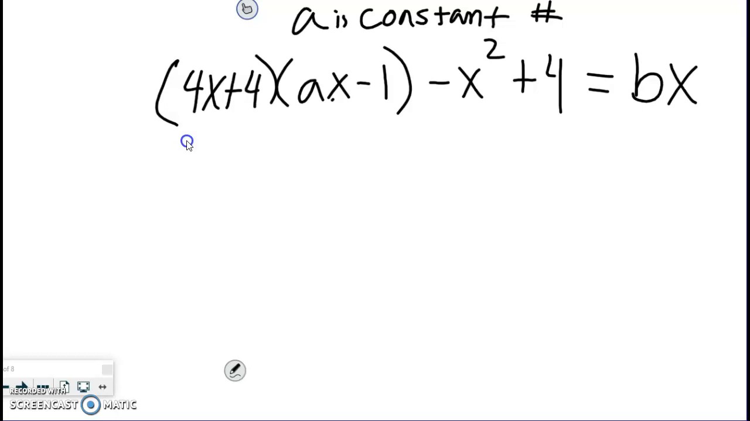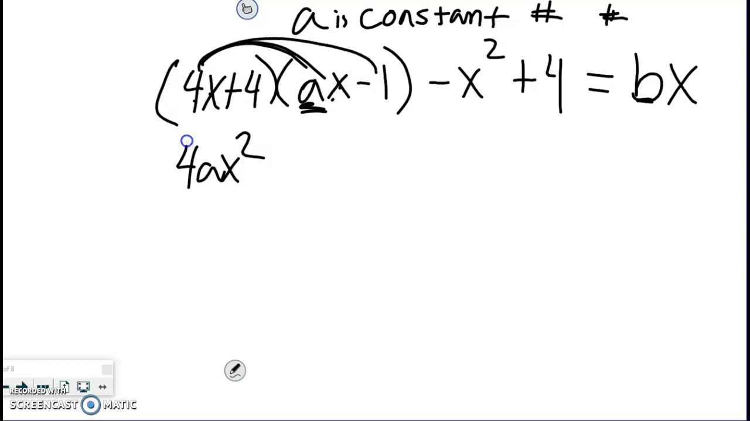Okay. Well, first we have to put this problem together. Oh, and it also says b is a constant as well. So b is just a number as well. All right, so let's put this thing together. Let's expand it a little bit, and we can do this through FOIL, where we have 4x times ax. Remember, this is just representative of a number. If this were the number 3, we would do 4 times 3, and then x times x, okay? So since it's not a number, we're going to do 4 times a to get 4a, and x times x, which is going to give us x squared. So this whole thing right here is going to be 4a x squared.